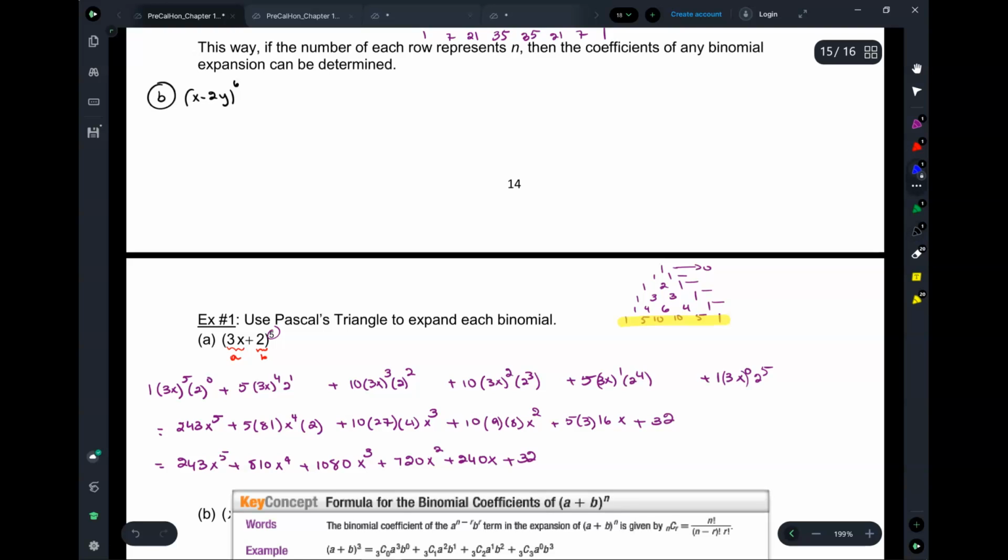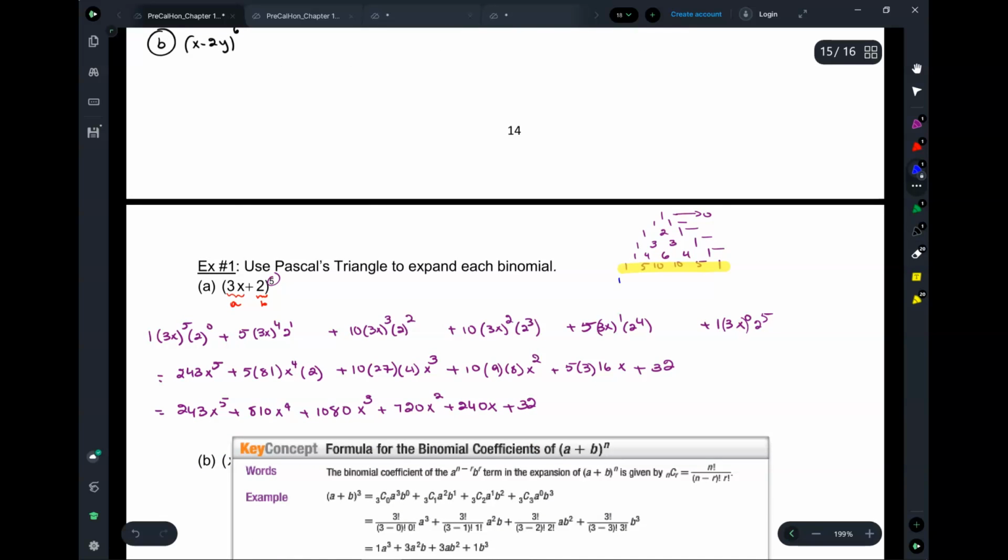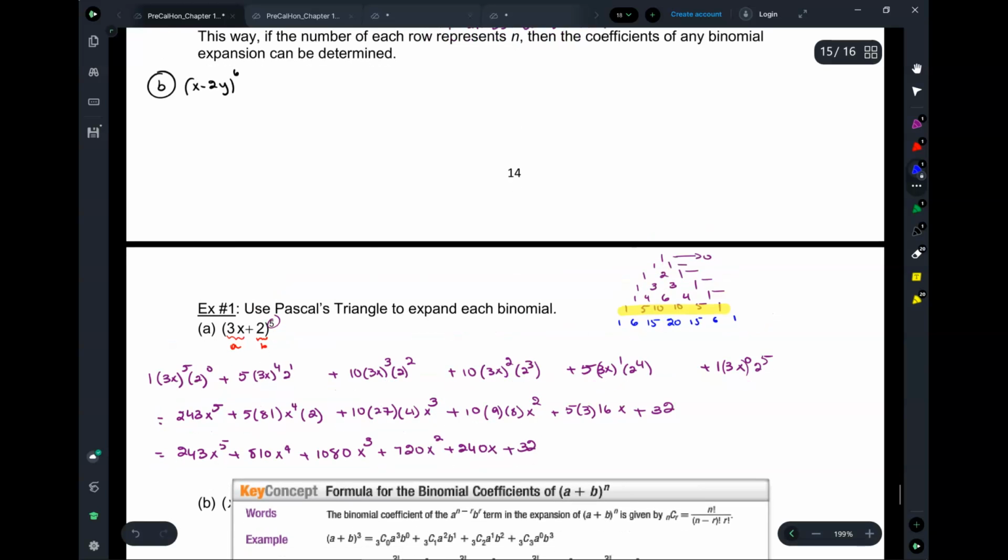Okay, so what are the coefficients going to be? I'll just add it here, right? So 1, 6, 15, 20, 15, 6, 1. Okay. So again, I'm just going to write them here. So 1 plus 6, 15, 20, 15, 6, 1. Okay? You don't have to do it this way. I like to just so I can focus on everything else.